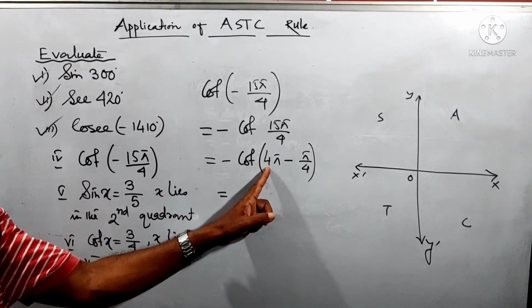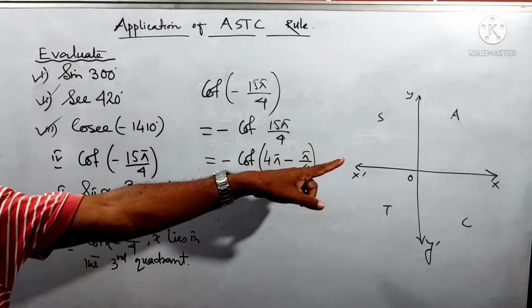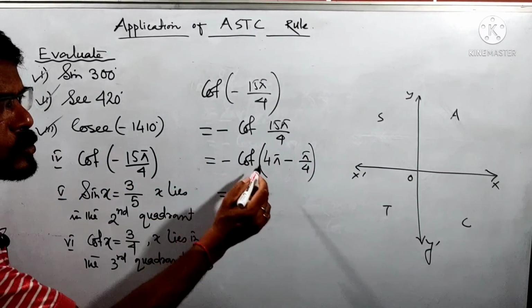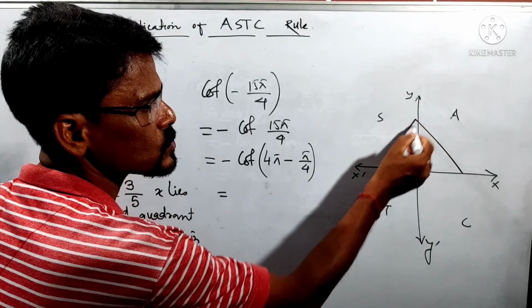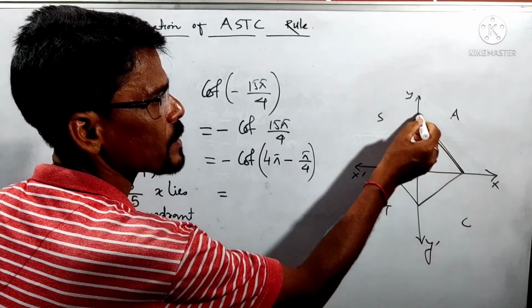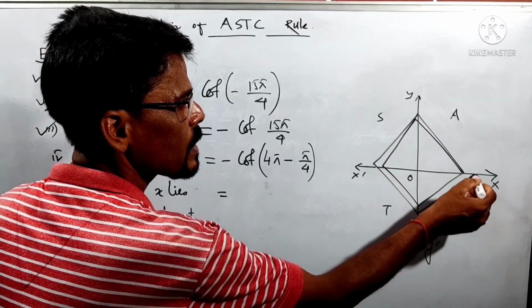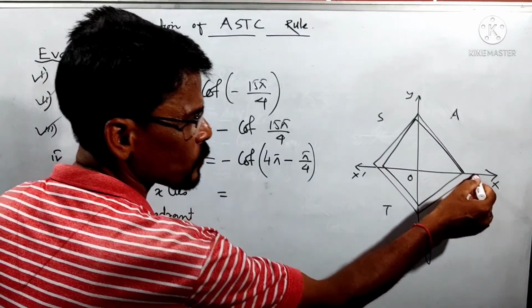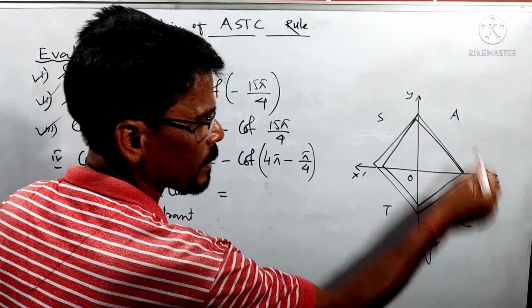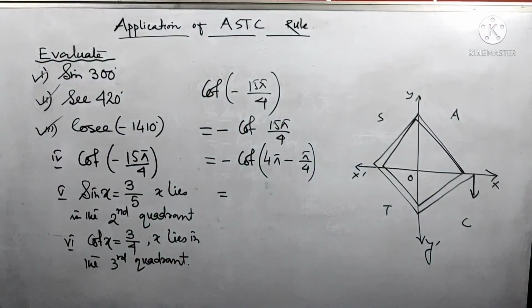Then whether it is plus or minus, again you see the ASTC rule. 8 into 90. Let us start from the x-axis. 8 into 90: 1, 2, 3, 4, 5, 6, 7, 8. Up to here is 8 into 90. Then minus pi by 4. Pi by 4 means 45. So minus, that's why it goes back. Again we arrive at the fourth quadrant.